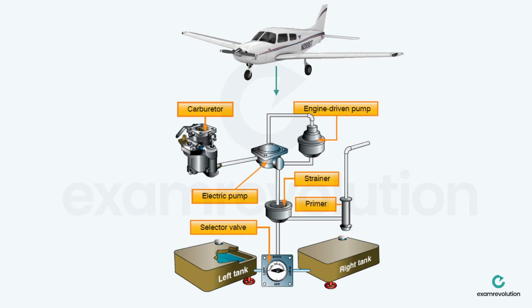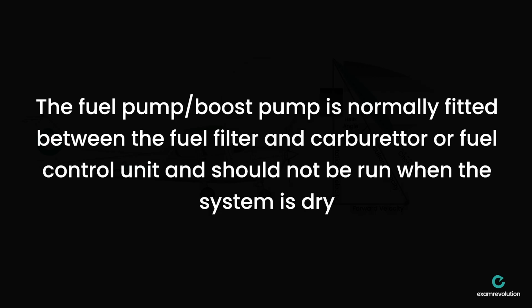So if you have a look at this example again, you can see two fuel pumps, an electric pump and an engine-driven pump. And as mentioned, the engine-driven pump runs with the engine and is on automatically. And the electric pump will only be turned on in certain phases of flight or when the engine-driven pump has failed.